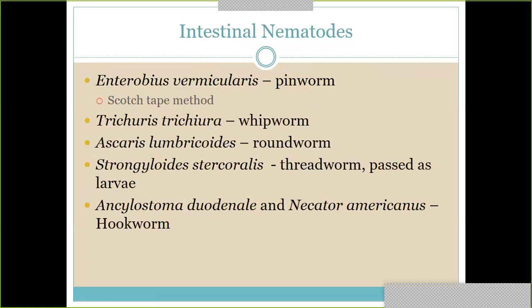Wear your shoes. All right, so here's all of our nematodes all together. You do need to know all of these. So we have Enterobius vermicularis, which is pinworm. You definitely need to know pinworm. I mean, you will see that at some point if you work micro long enough. You diagnose this through a Scotch tape method, so we'll discuss that. You have Trichuris trichiura, which is whipworm, Ascaris lumbricoides, roundworm. Strongyloides stercoralis is threadworm. The unique thing there is it's passed as larvae. Typically, we're looking for eggs on all these, but with Strongyloides, it's a larvae that we'd look at. And then again, your 2 hookworms, which are Ancylostoma duodenale and Necator americanus.